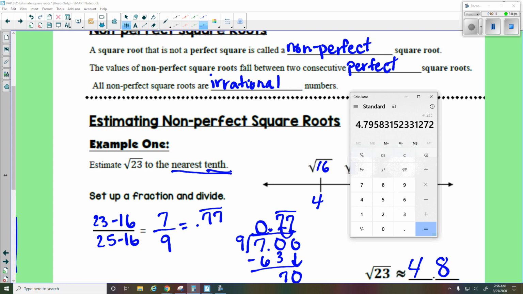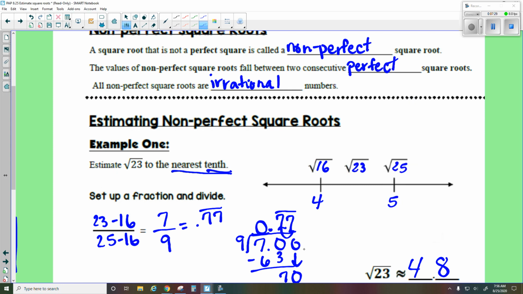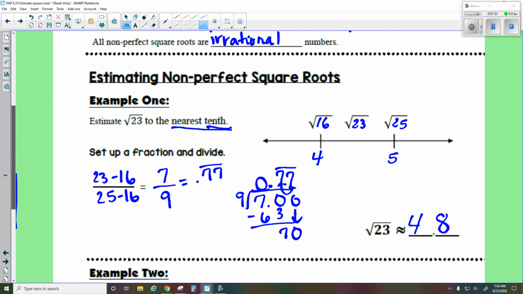So notice that it is irrational because the decimal keeps going on forever, without a pattern. There is no pattern here. And again, the calculator can only hold so many digits. So it is an irrational number. And see, that's a pretty good estimate from what we saw in the calculator. Let's look at our second example.